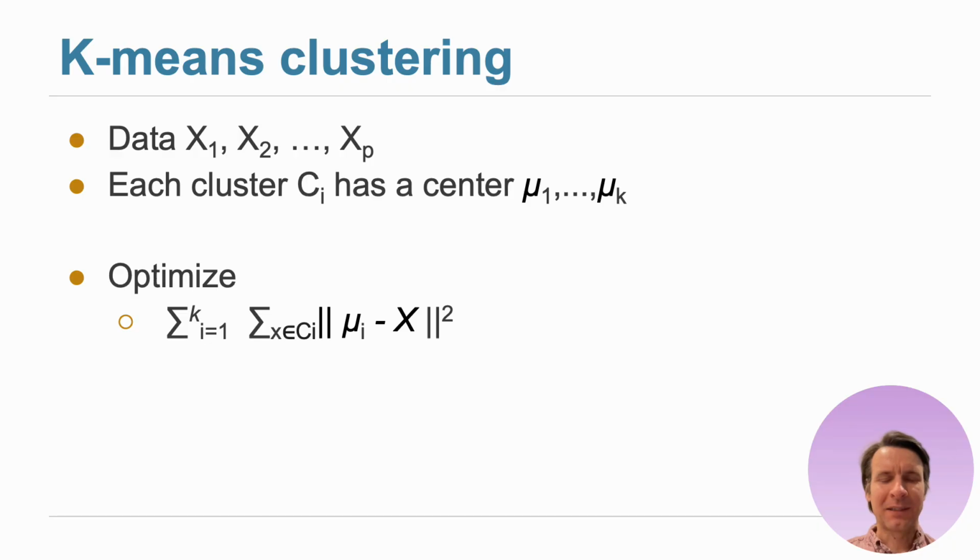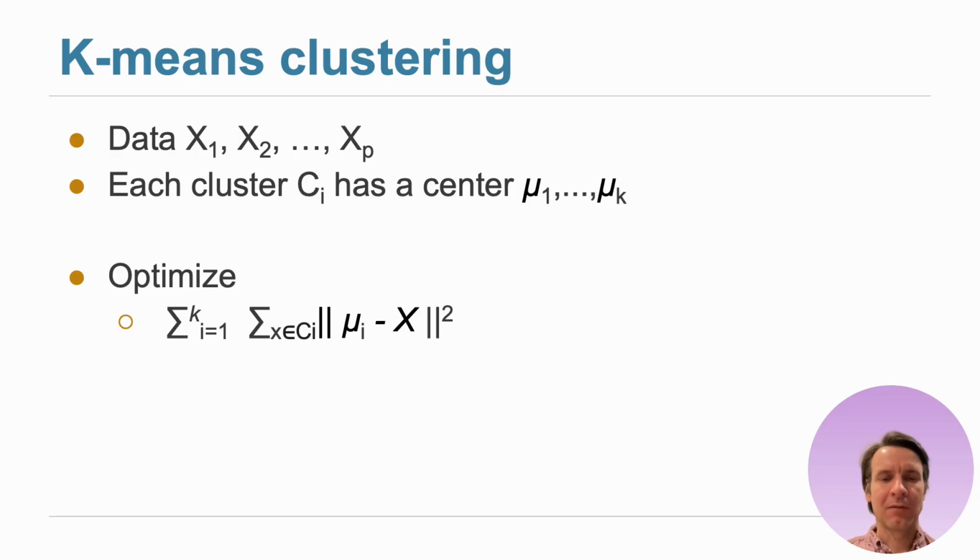Here is the mathematical formulation of k-means clustering. I have data, I have p points, and I have k clusters. The k is fixed, I fixed it in advance. And for each of these clusters, I pick a center. The centers, 1 up to k, do not have to be data points from the original data set. They can be floating somewhere with whatever coordinates they have.